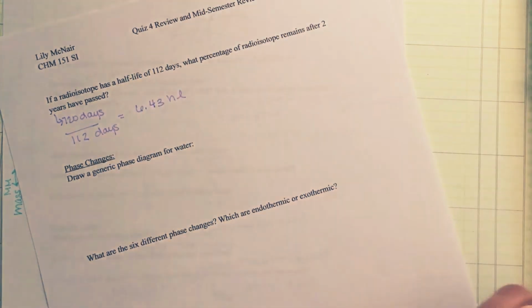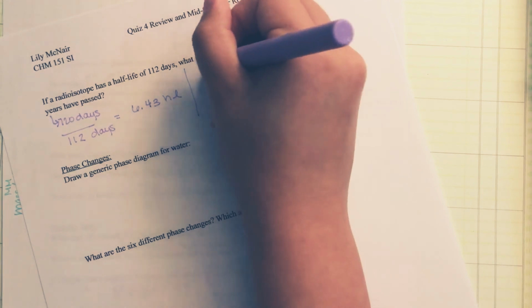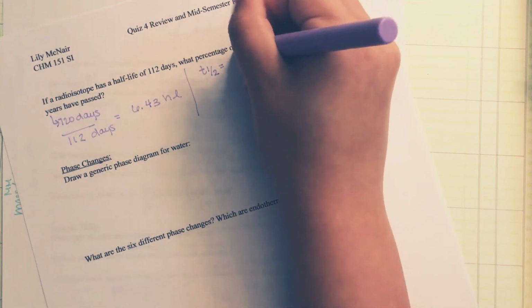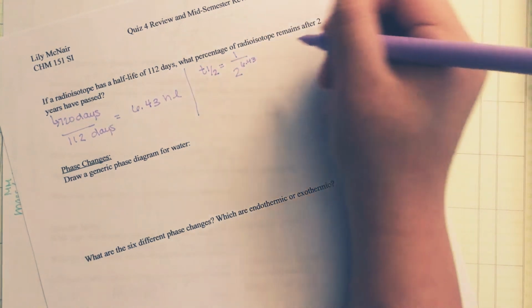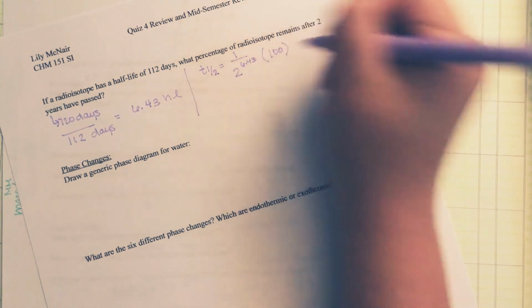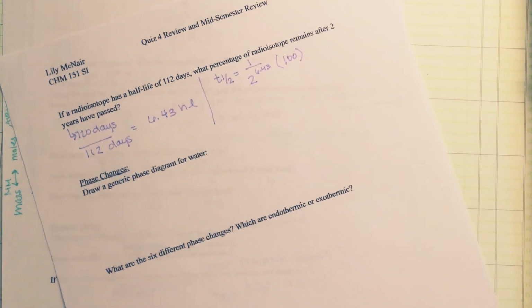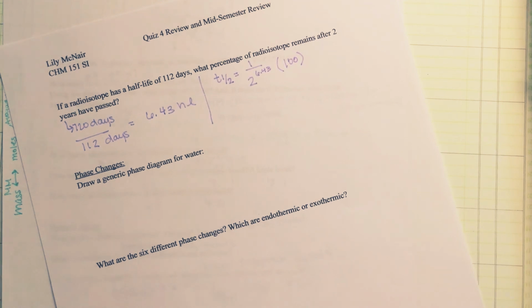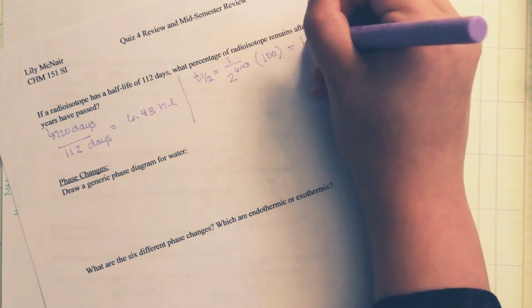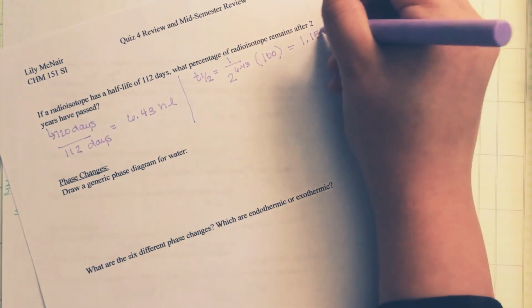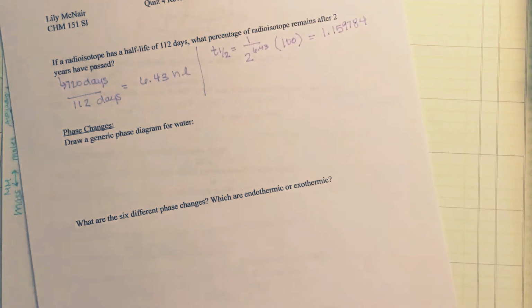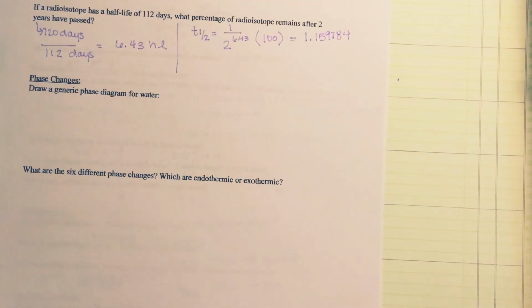6.43 half-lives have undergone. So let's use the equation. T1/2 is equal to 1 over 2 to the 6.43 times, and we'll do times 100, because we're trying to find our percentage, 2 to the 6.43. What we have remaining, if this was 100, is about 1.15978.4. So with this information, I want you to take it and think about what this actually is telling you.